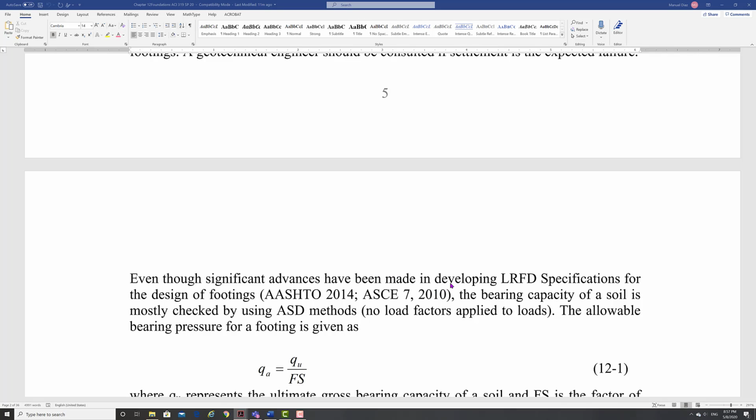Now, the bearing capacity of soils is still giving us an allowable pressure. So now we're going back to the concept of the factor of safety. However, this is changing fast. So probably in the next cycle of codes, it will be ultimate loads. All right. But for now, allowable pressure.